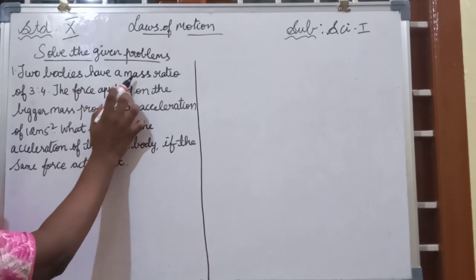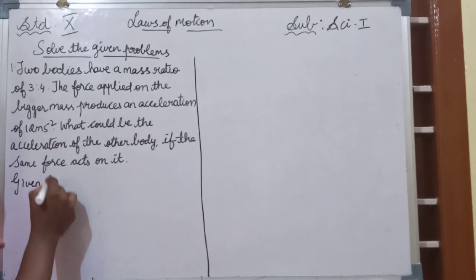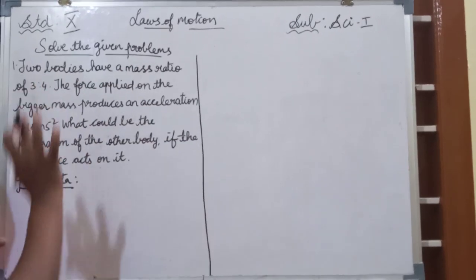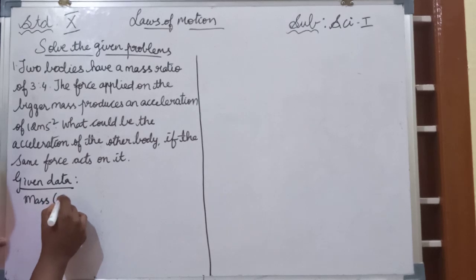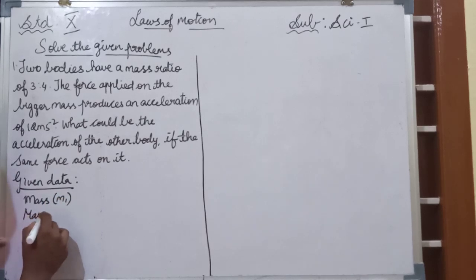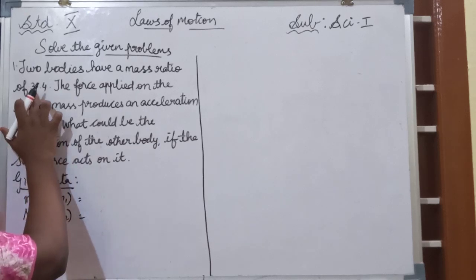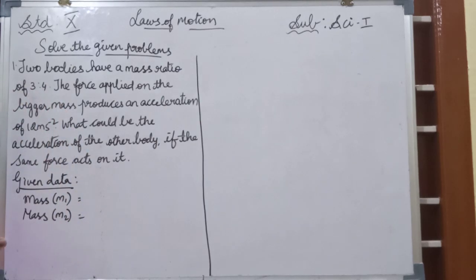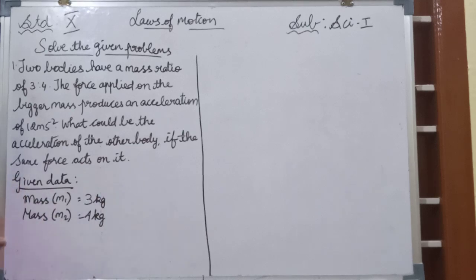Two bodies have a mass ratio of 3:4. So given data, what is given first? Two bodies have a mass ratio of 3:4. So mass M1, mass M2. So first one is the first body's mass, and the next one is the second body's mass. Now the first body has a mass of 3 kg and the second body has a mass of 4 kg.